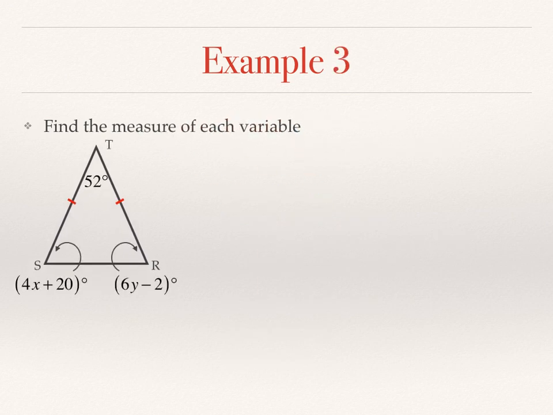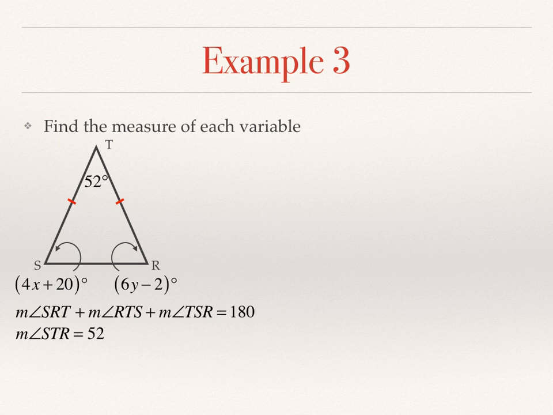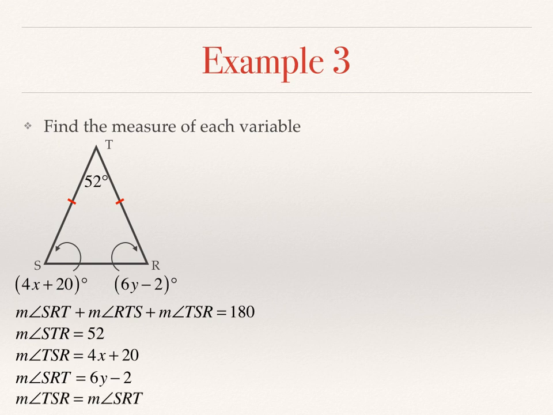Now, if I take the exact same approach, notice I changed the angle to 52 degrees from the last diagram. I can start off by saying the exact same thing. When I add up all the angles, I get 180. And I know that the measure of angle STR is 52. That's how it's labeled. And now I have actual quantities labeled for angle TSR and angle TRS. And because this is an isosceles triangle, I do still know that the measure of those angles are equal.